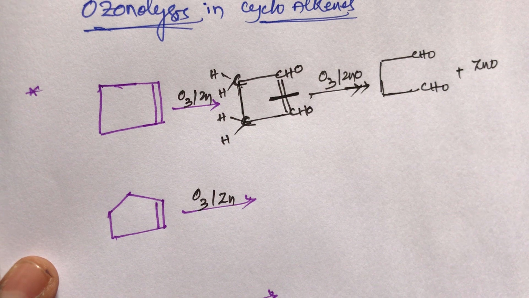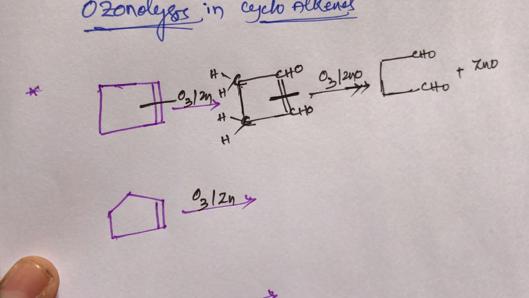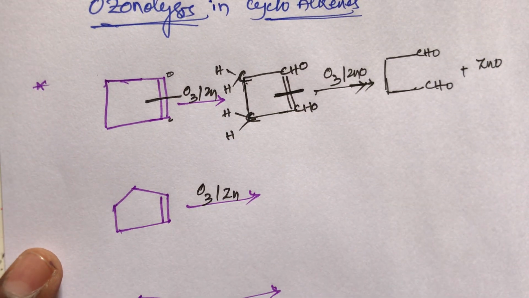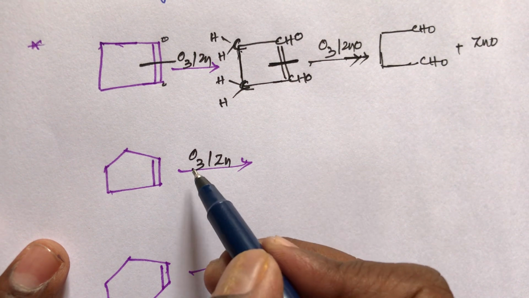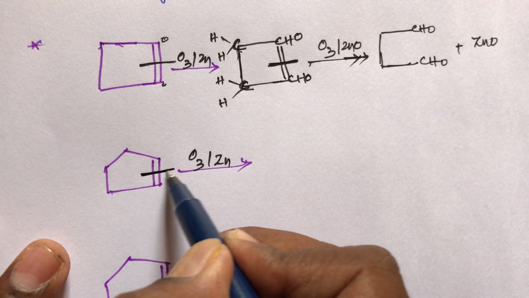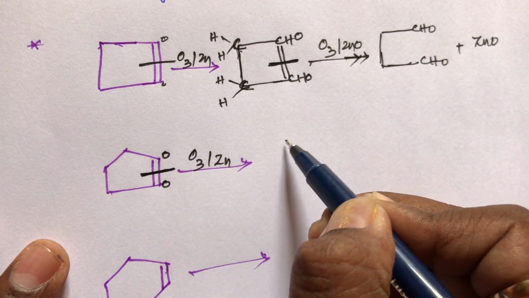Ozonolysis on a cycloalkene: simply remember, cut this double bond, put one oxygen here, put one oxygen here. So we get this final product. Now take one more example, cyclopentene, reacting with ozone in the presence of zinc. Cut this bond, put one oxygen here, put one oxygen here. So what is the final product?